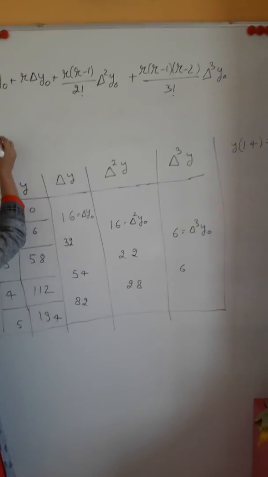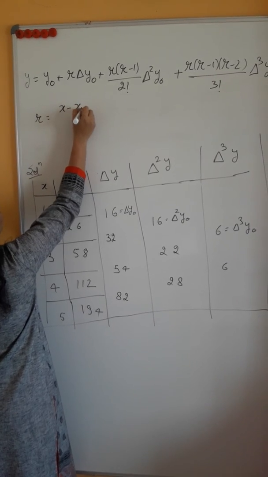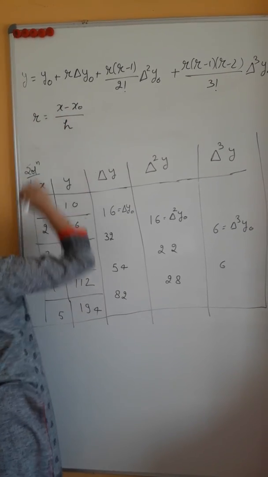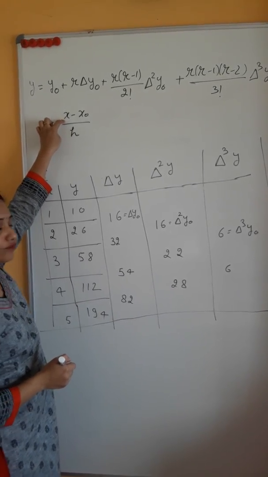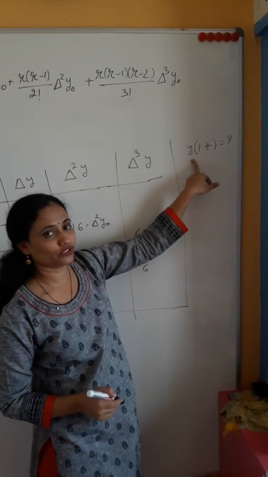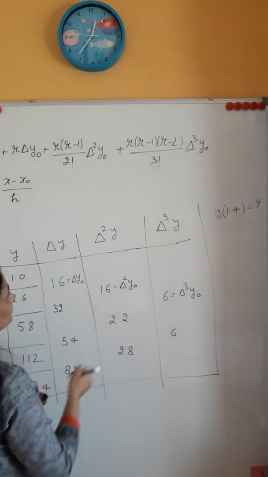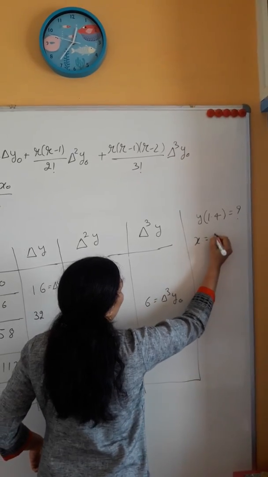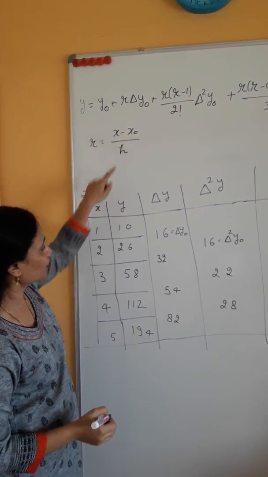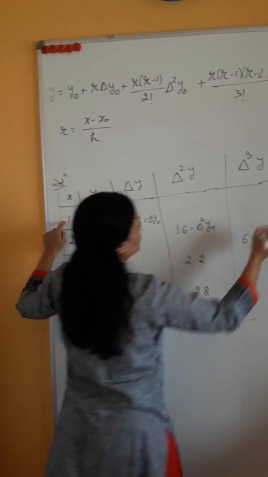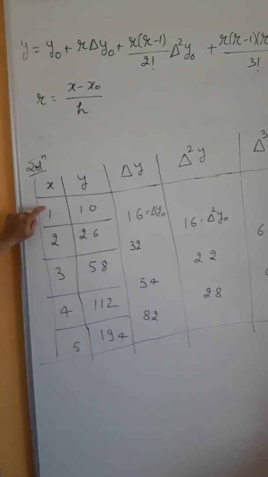Now what is r? r is x minus x naught by h. What is x? The point at which we have to find the value of y. So what was the question? We have to find y at 1.4. So what is x? x is 1.4. What is x naught? x naught is the first leading value, that is 1, the very first value.